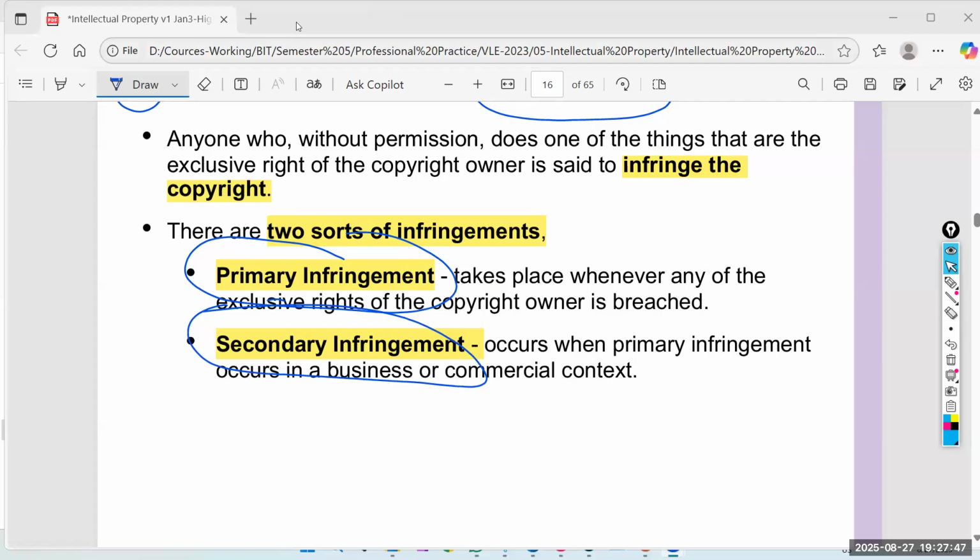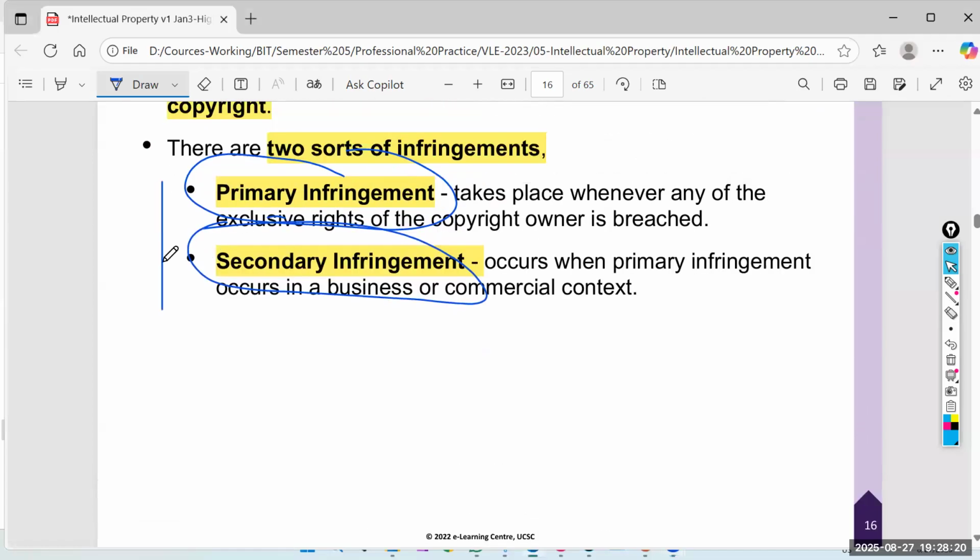Okay, sorry for that. Let's continue. So you haven't copied it, but maybe you are a reseller or retailer. Then you are committing a secondary infringement. The primary infringement means you directly commit that. Secondary infringement means you do it as your own business or something, but you don't directly commit that. You are indirectly involved.